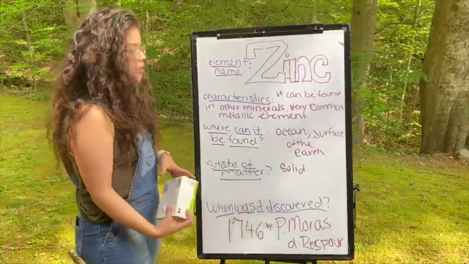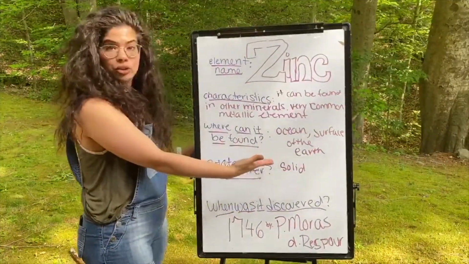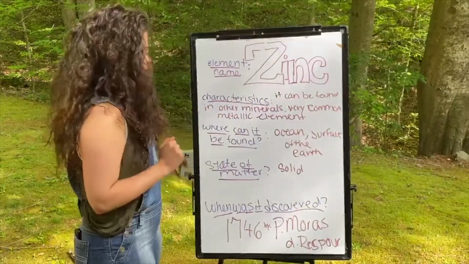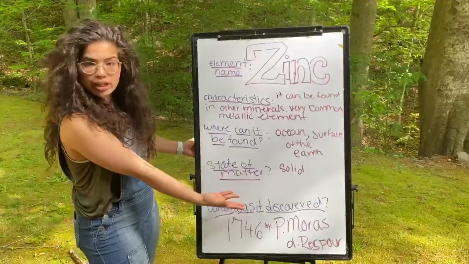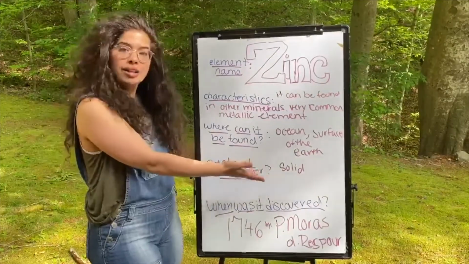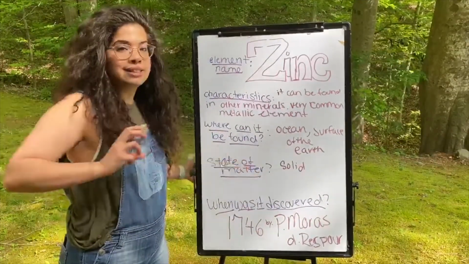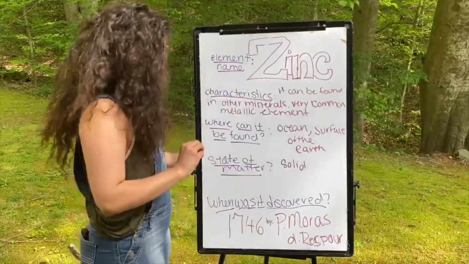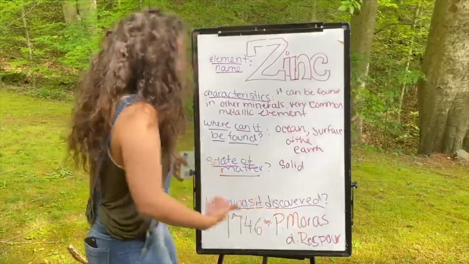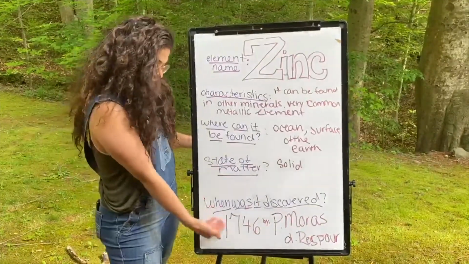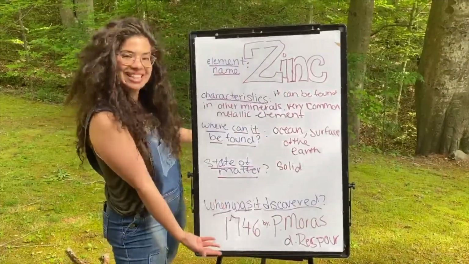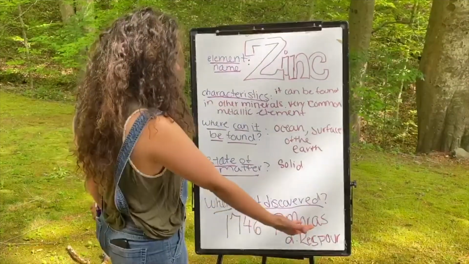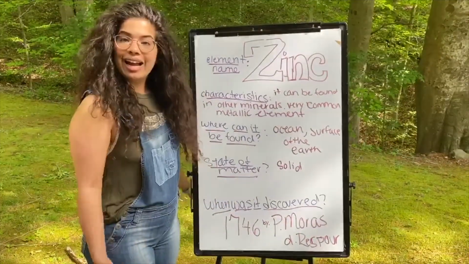Where can it be found? It can be found in the ocean, actually, which was interesting, or on the very surface of the earth. In what state of matter can it be found? It's actually a solid most of the time when it's mined inside other minerals, so it's found inside other minerals. And when was it discovered? Well, it was discovered in 1746 by a Flemish scientist named P. Moraz de Rapport. And that's zinc.